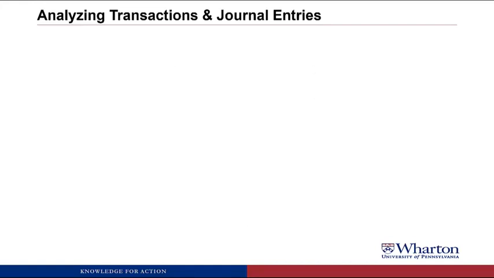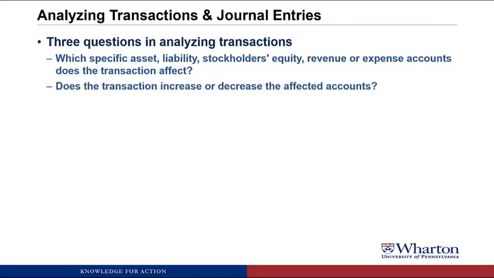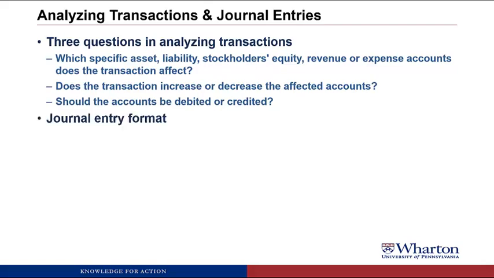We're going to follow a very systematic approach in analyzing transactions to figure out how to represent them as journal entries. Journal entries are what we're going to use to show a transaction in this debit and credit format. So there's three questions we have to think about. First, what specific asset, liability, stockholders' equity, revenue, or expense accounts does a given transaction affect? Does the transaction increase or decrease the affected accounts? And then should the accounts be debited or credited? And here we can look back to something like our Super T account as a cheat sheet to figure out whether we debit or credit to increase or decrease the accounts.